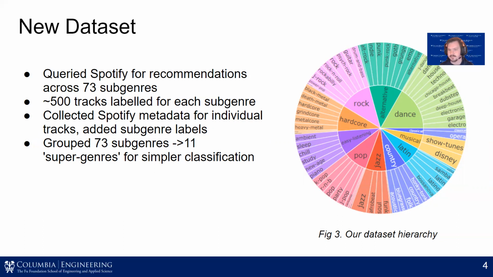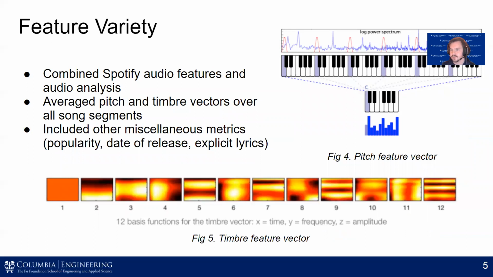But just for a first pass, to make it easy and so we can visualize this nicely, we have that sunburst diagram on the right, and you can see one subgenre is going to link to one supergenre. So one-to-one mapping for now, just to keep things simple for classification. So what features are we using?